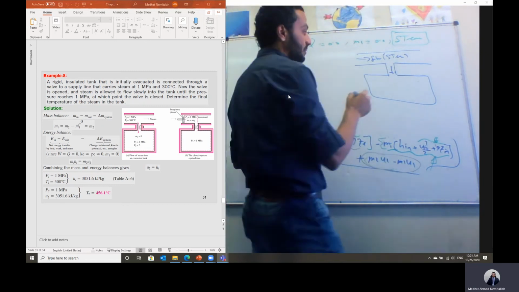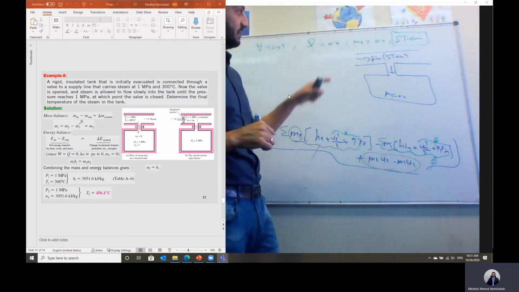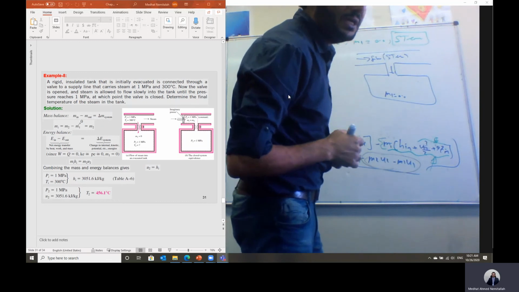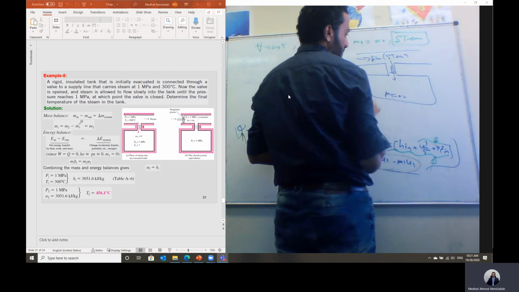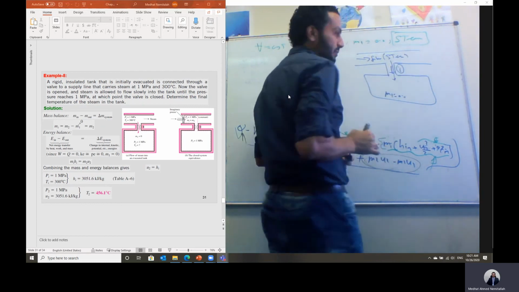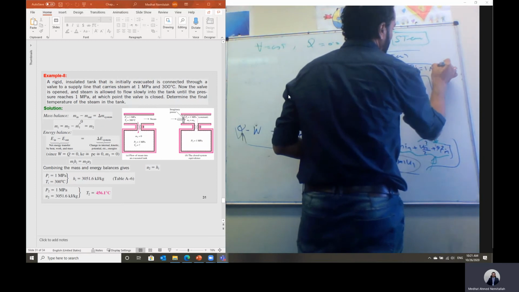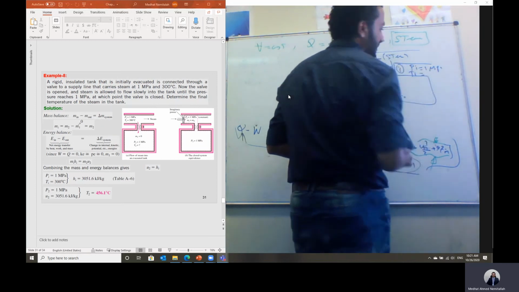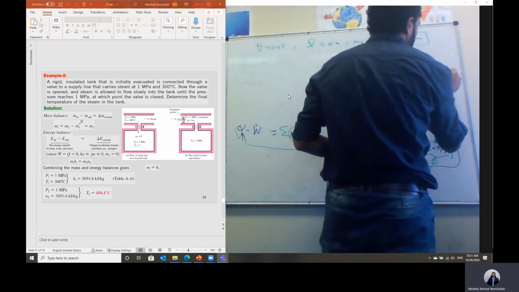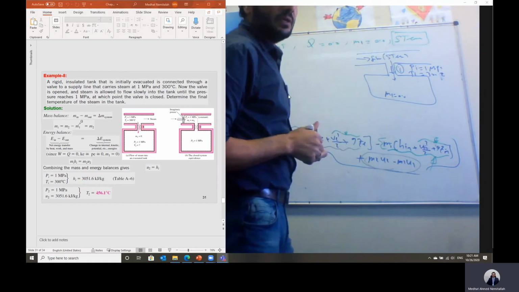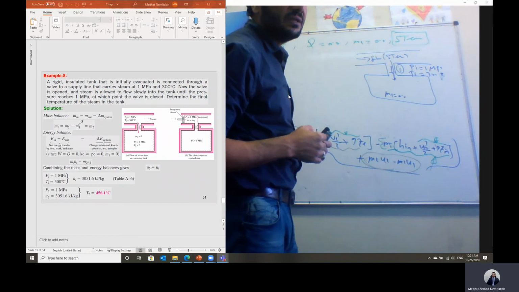Okay. He said this tank was initially evacuated, so the initial mass M1 is equal to 0. So we have a charging or filling process in this case. He said the flow condition of this steam, the condition which will be coming into the system, those are the inlet conditions. So the pressure of the steam at the inlet is equal to 1 megapascal, and the temperature at the inlet section is equal to 300 degrees.